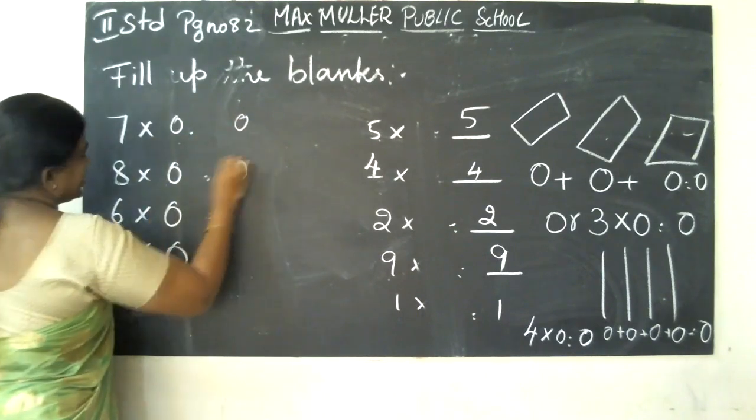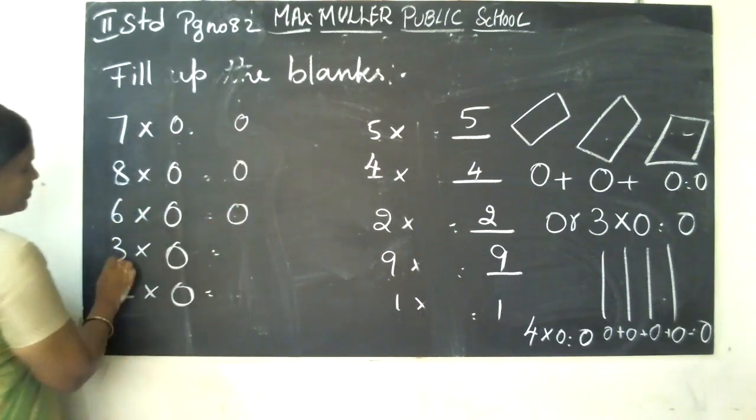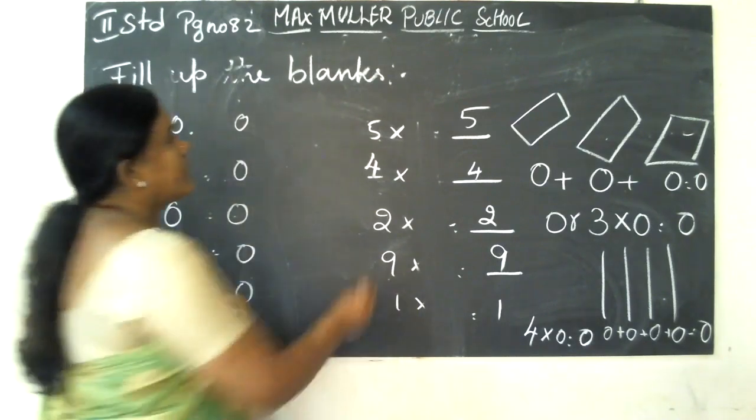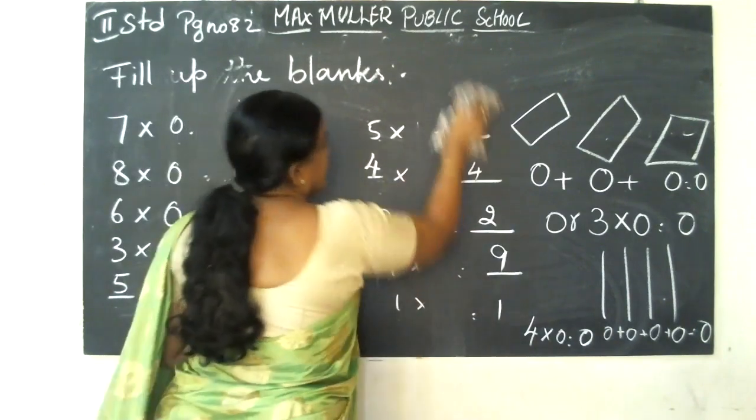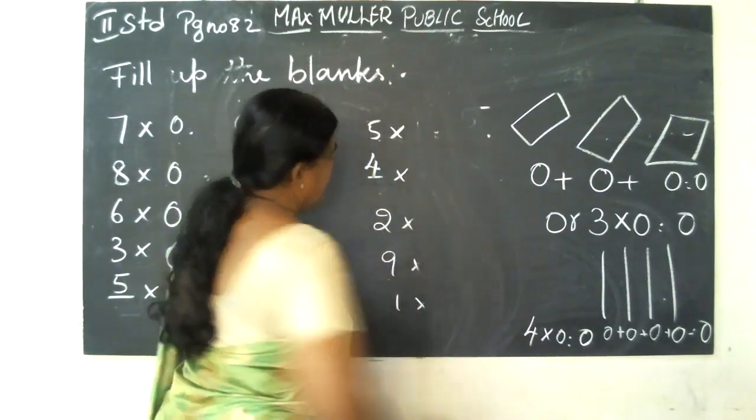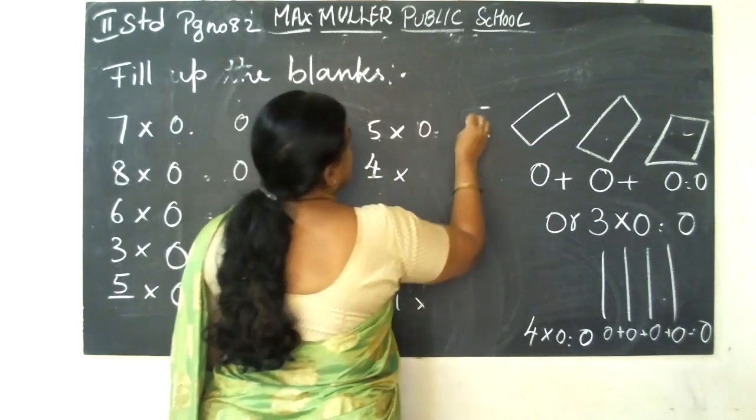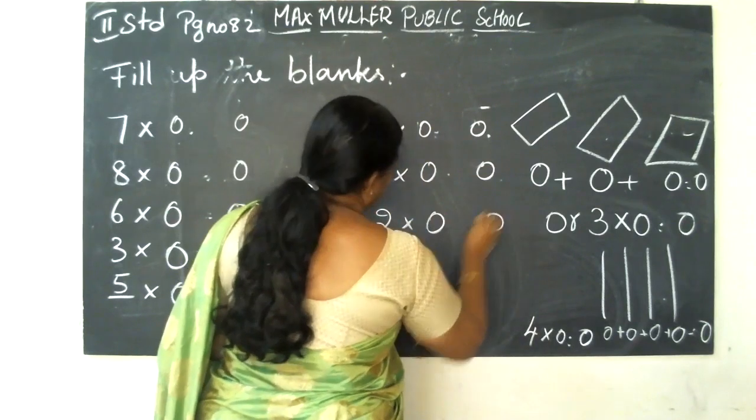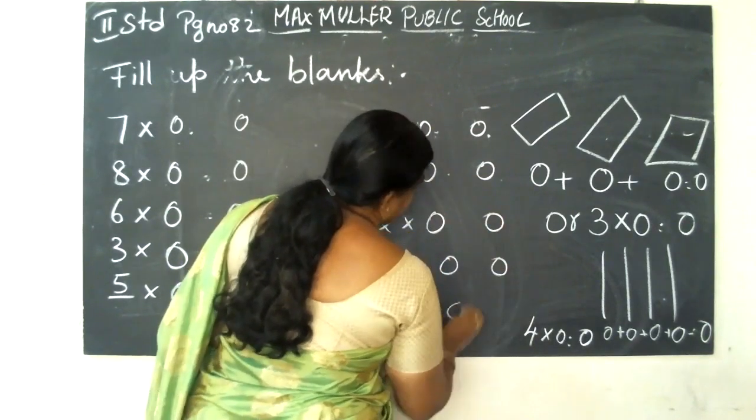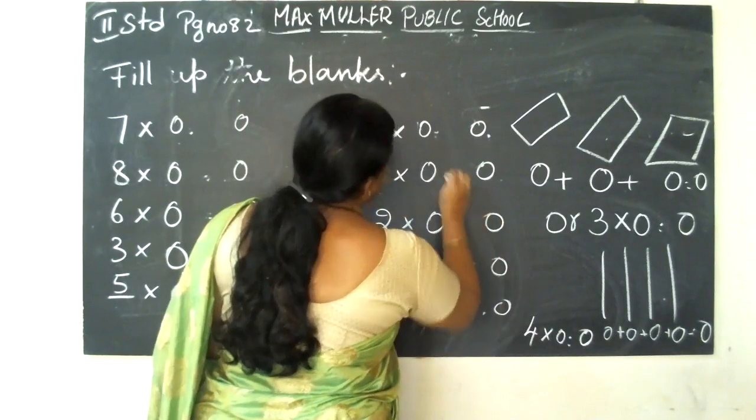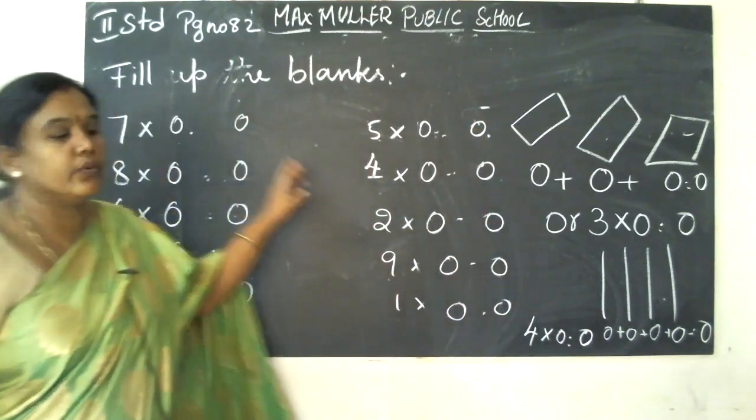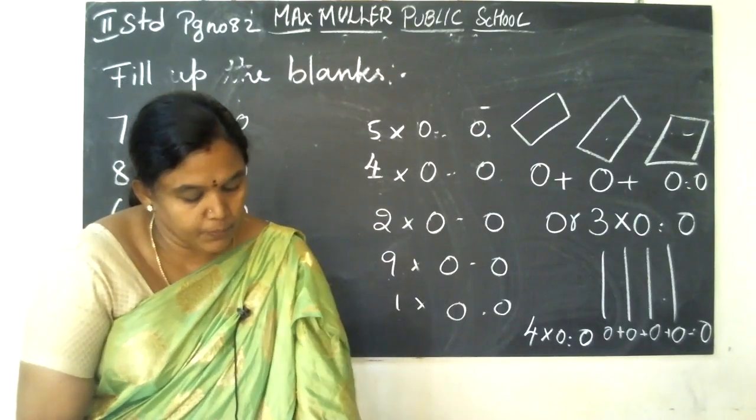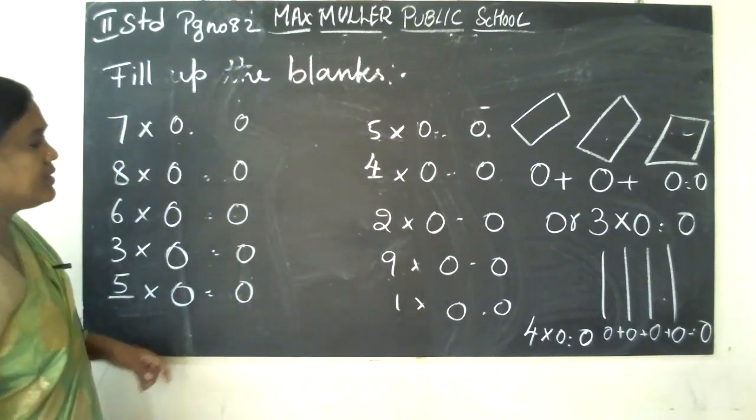8 zeros are 0. 6 zeros are 0. 3 zeros are 0. 5 zeros are 0. Here also. 5 zeros are 0. 4 zeros are 0. 2 zeros are 0. 9 zeros are 0. 1 zero is 0. If any number is multiplied with 0, you will get 0 only, children. Therefore, we had 0. Now multiply any number by 0, we get 0 only.